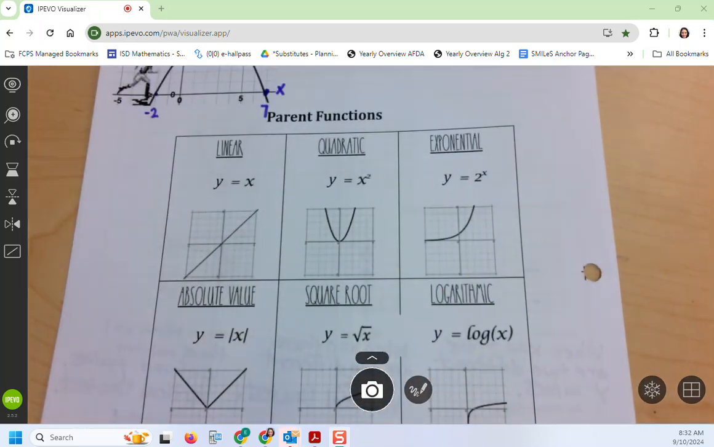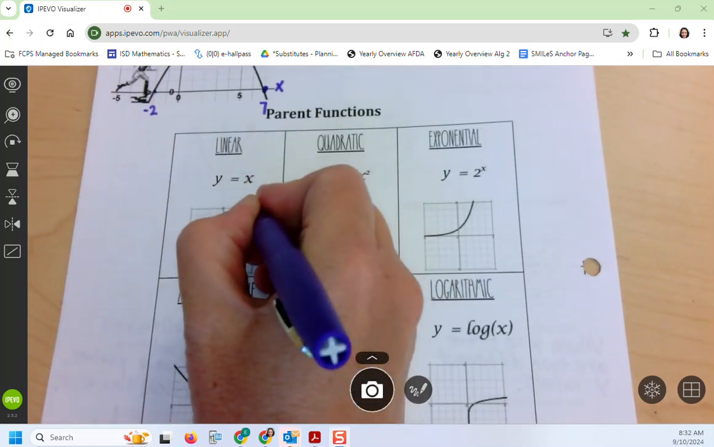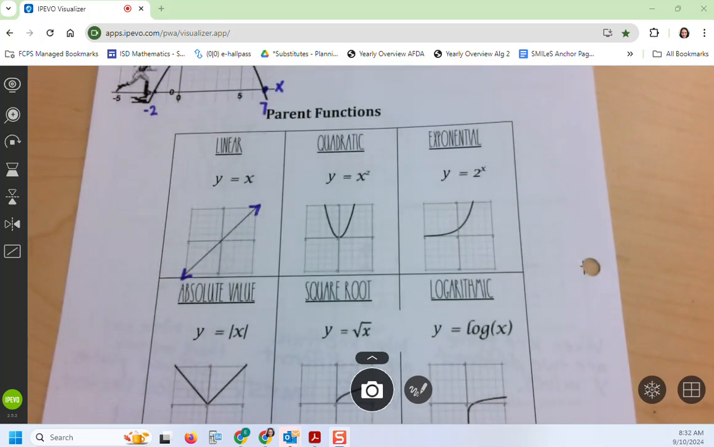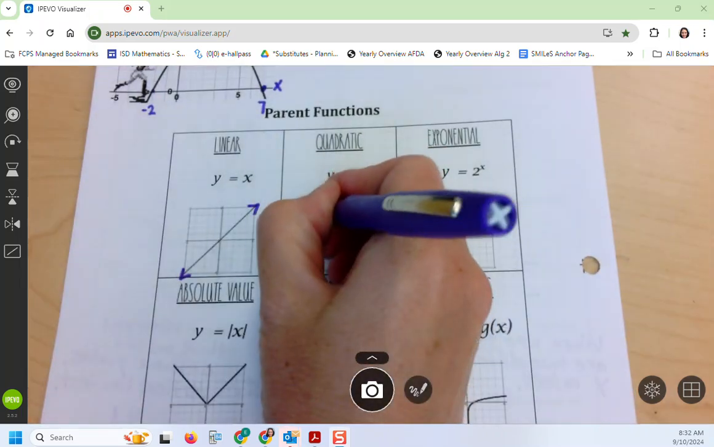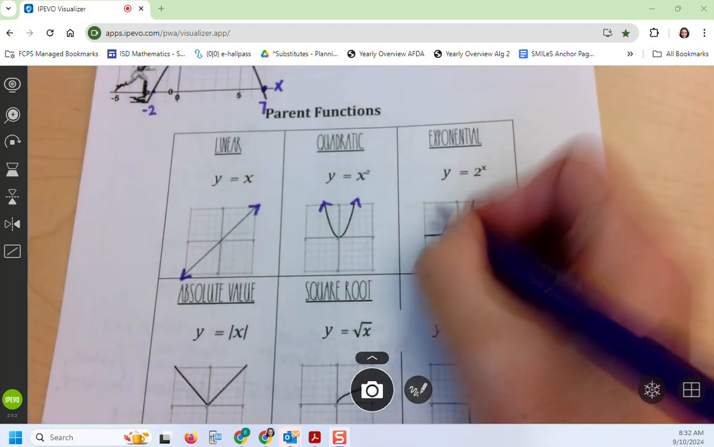These graphs are not 100% complete. So they're missing some things. One thing that they're missing is some arrows at the ends, but don't get ahead of yourself here because there's at least one point that's not an arrow. So we know that the line will continue forever. The parabola will continue forever. And so will the exponential.